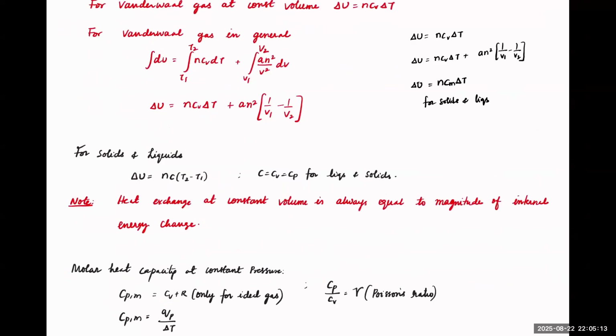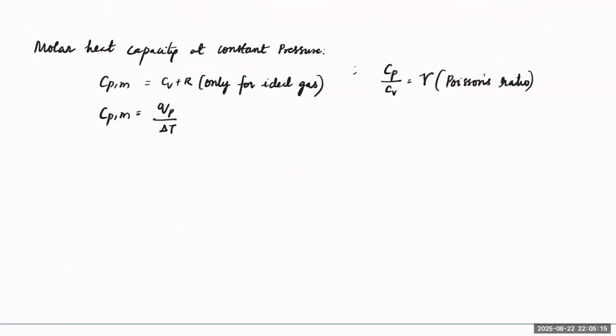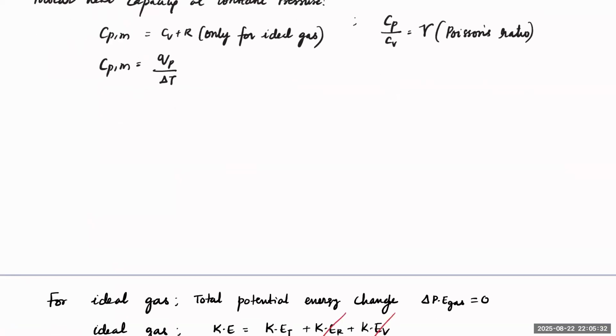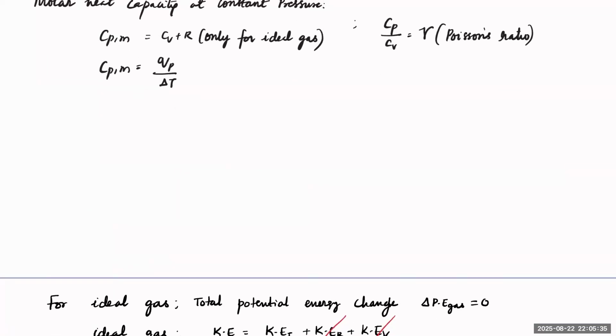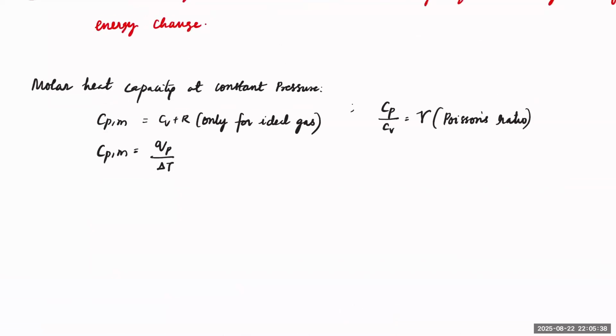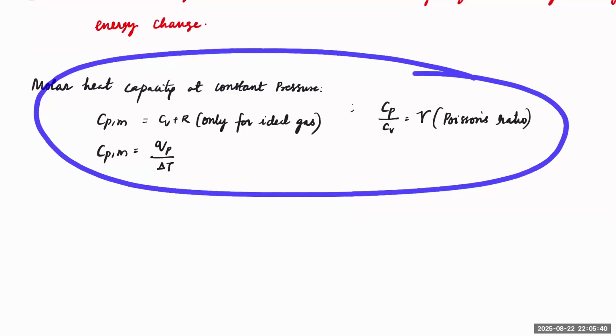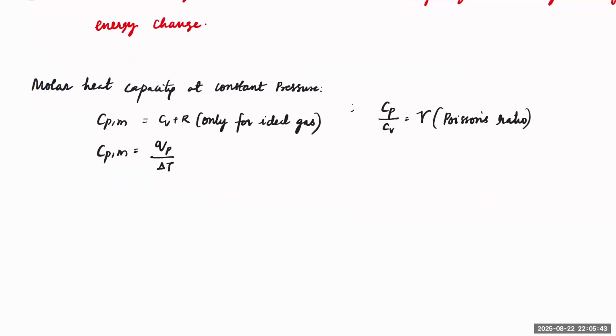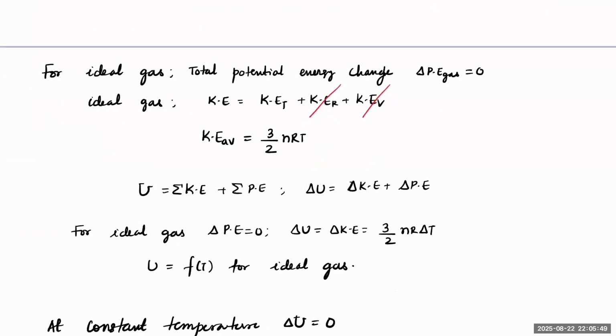Clear, everyone? Right. Now, molar heat capacity at constant pressure. If it is at constant pressure, then we will write some terms like Cp is equal to Cv plus R. How do we get that? We'll discuss it now. Cp by Cv is Poisson's ratio and Cp is equal to Qp by delta T. How do we get that? Where is it useful? We'll discuss it. But before getting into this, what is molar heat capacity at constant pressure, how it is related with constant volume, first we need to understand the next term, clear?